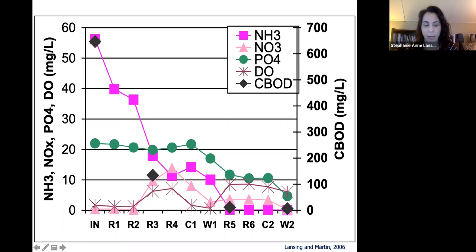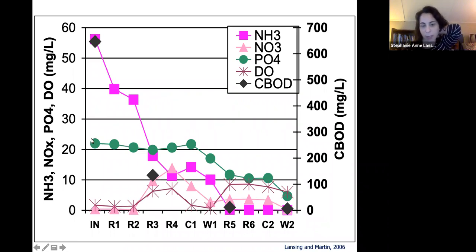So our DO and our nitrate are right here, and they basically mirror each other. So when it's very low DO in the first 3 tanks, then we don't have a lot of nitrate. As the DO goes up, our nitrate is then going to go up as well. So our nitrate goes up and our ammonia goes down.